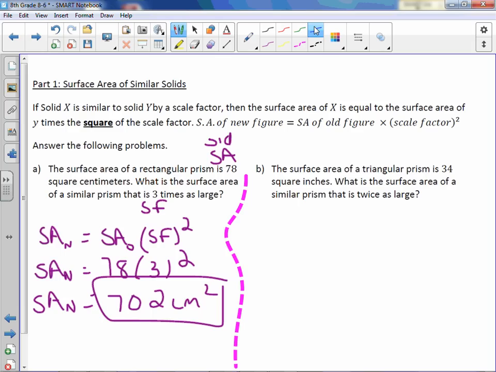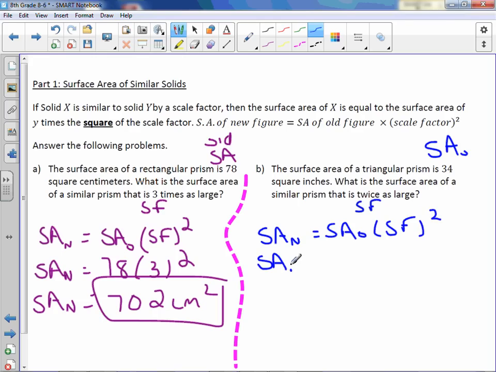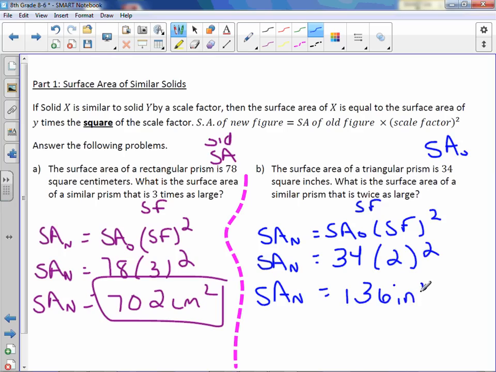Letter B. The surface area of a triangular prism is 34 square inches. This is the old one. What is the surface area of a similar prism that is twice as large? That's our scale factor. So surface area of new figure equals surface area of old times scale factor squared. Surface area of new equals 34 times 2 squared, which means our new surface area is 136 square inches.